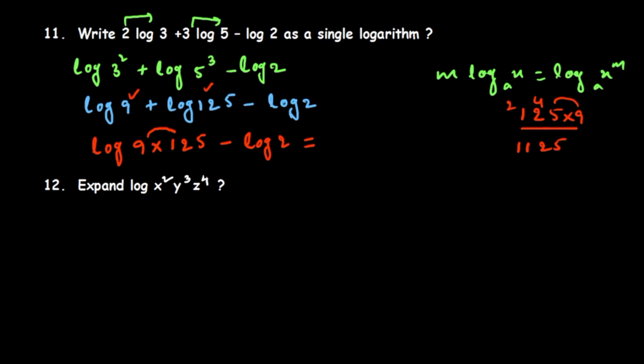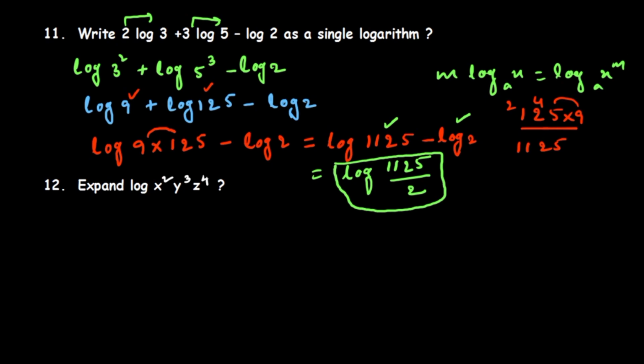So we get here log 1125 minus log 2. That means in the next step we get here log, this is in the form of log x minus log y. So we write log x by y. Okay. So now you can check here. This is the single logarithm, right?